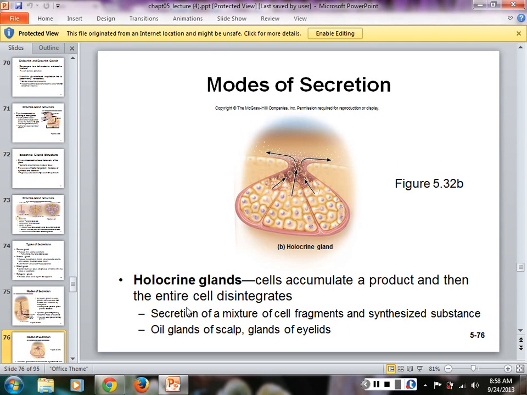Secretion of a mixture of cell fragments and synthesized substance: the oil glands of your scalp, the glands of the eyelids. Eyelids get oily too, right? Okay. There was another thing I thought I was going to say, but I can't remember. I guess I forgot.